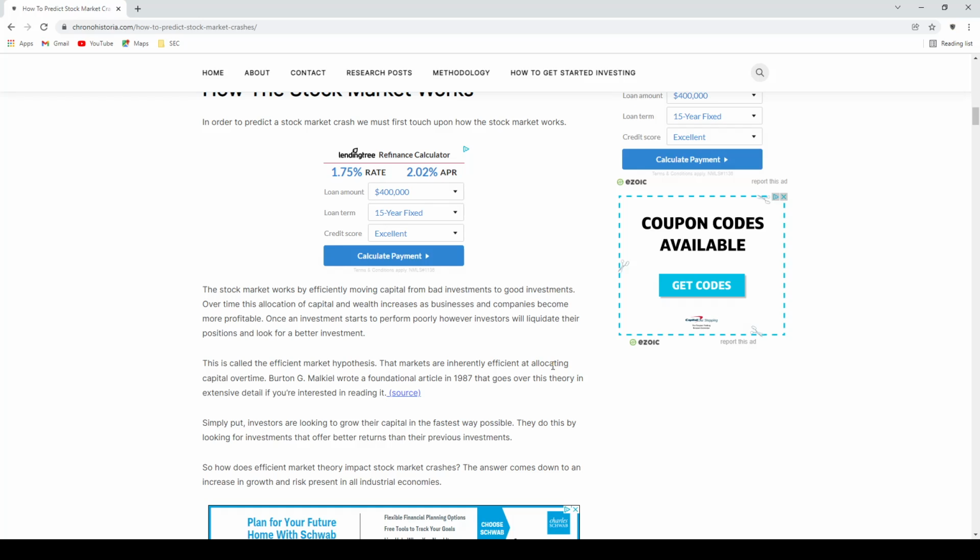The stock market runs off of allowing investors to efficiently move capital from bad investments to good investments. If you succeed in doing this faster than your other investors, you will be rewarded with excess capital. You'll be rewarded with revenue, ROI, return on investment, whatever you want to call it. And this is called the efficient market hypothesis theory.